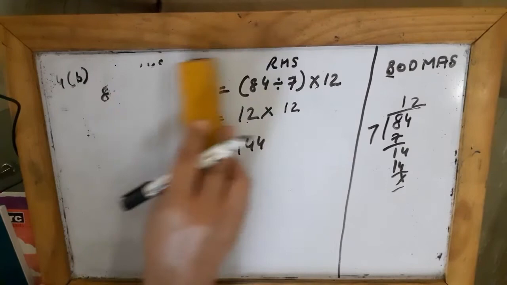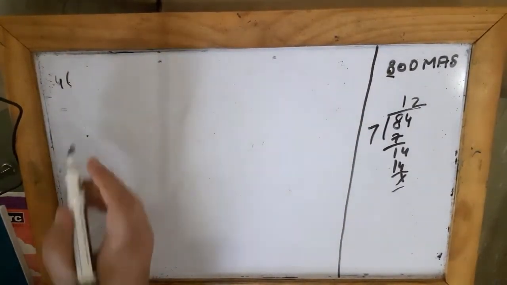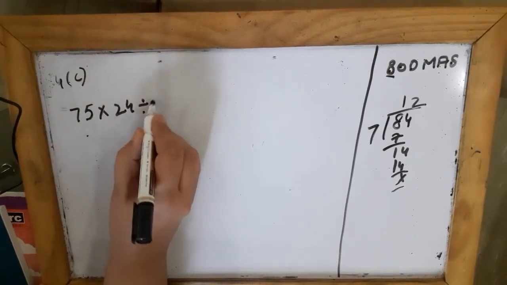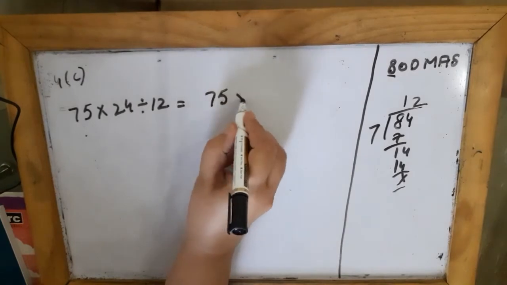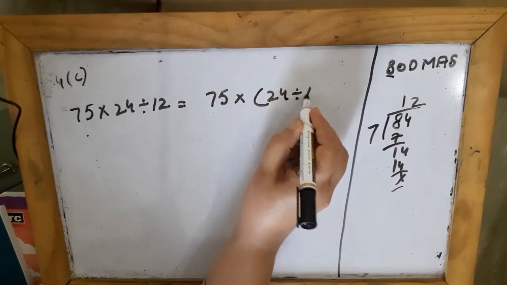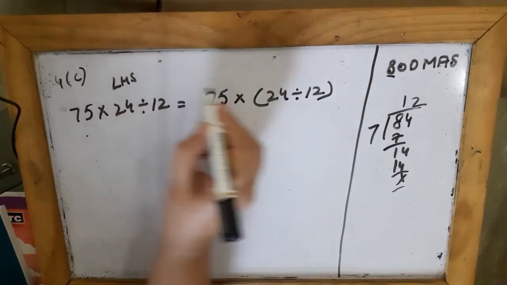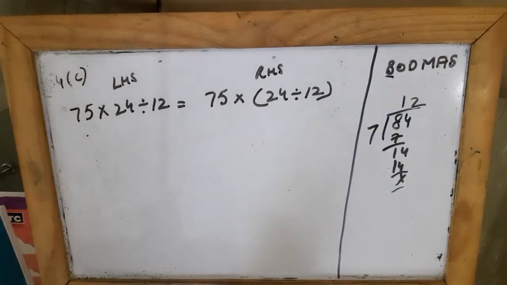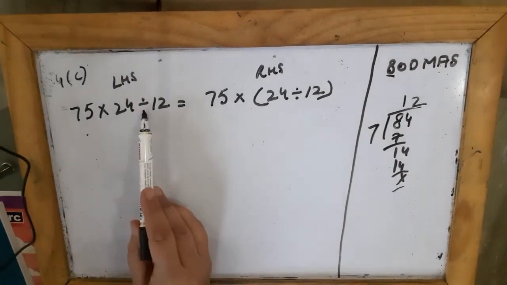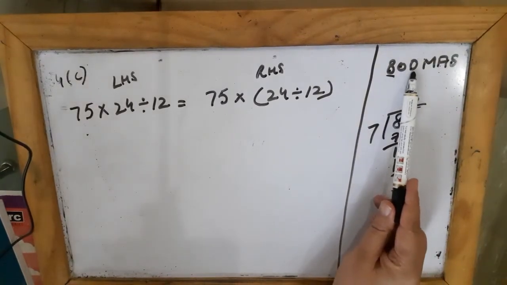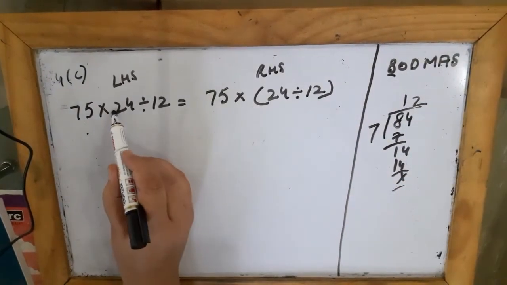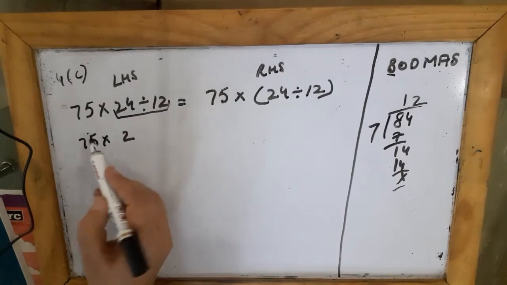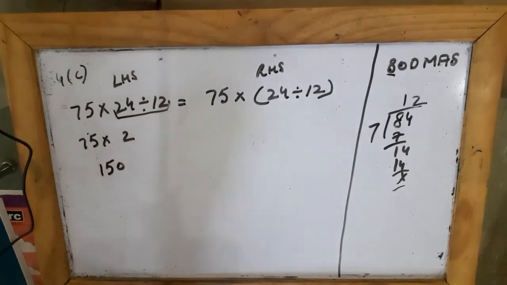Okay, now we will come to the C part, and in the C part you can see it's given 24 divided by 12 is equal to 75 into 24 divided by 12. So let me solve the left hand side first. No brackets are there, so you have multiply and divide. According to the BODMAS rule, divide I have to solve first and then multiply. So this divide I will solve first. So 12 2s are 24, and 75 2s will be 150.